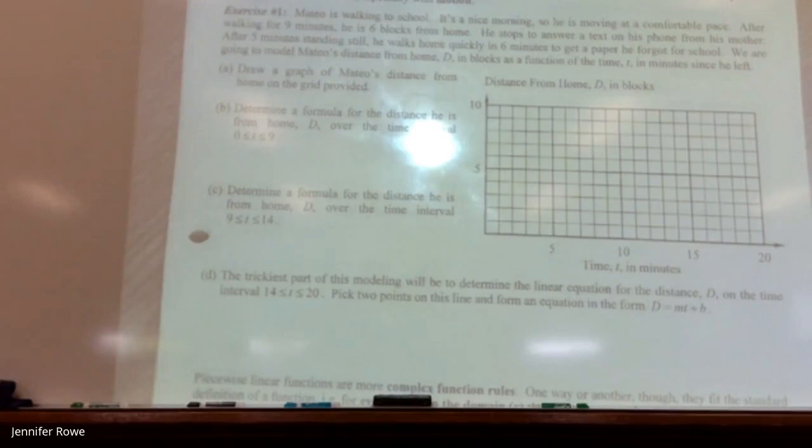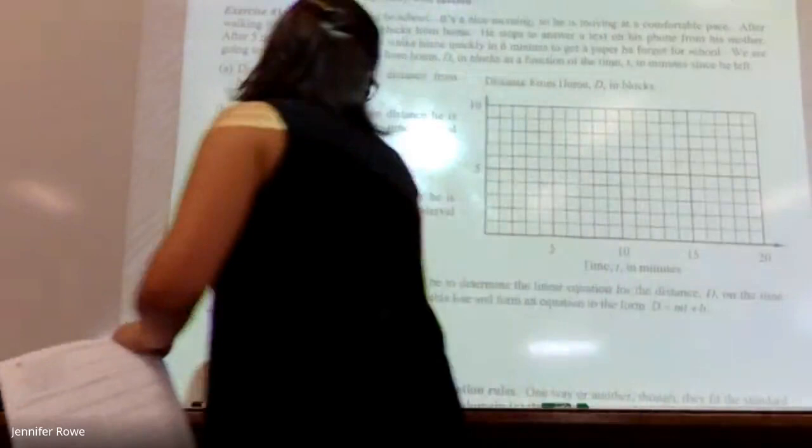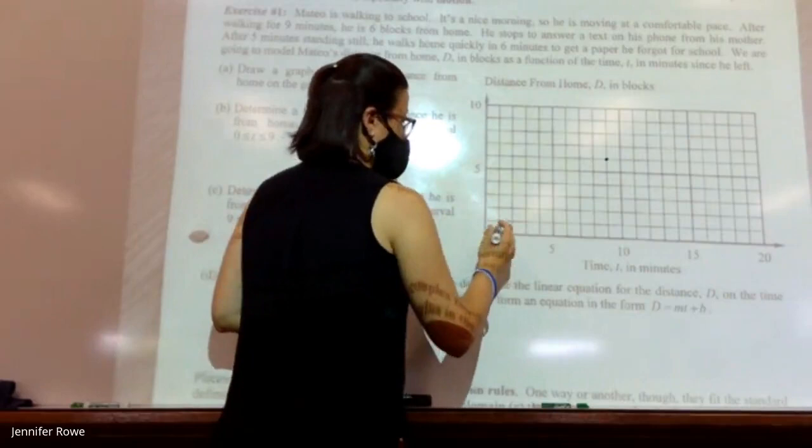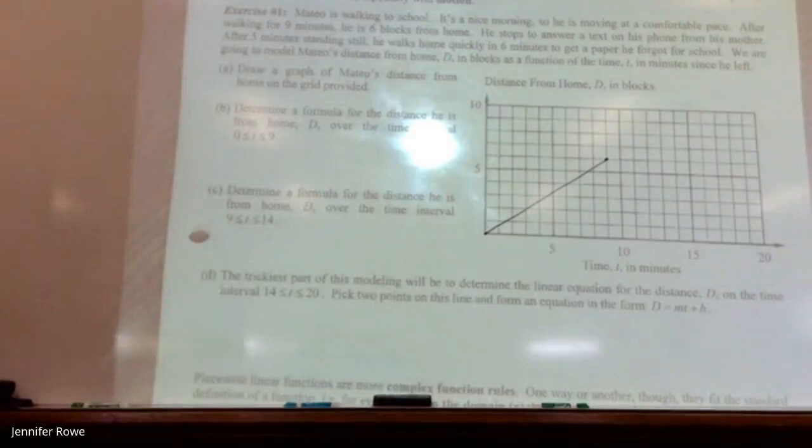What did he do for the first 6 minutes? He walked at a comfortable pace. How far? Nine minutes. Okay, here's 9 minutes. How far did he end up at the end of that 9 minutes? 6 blocks. Here's 6 blocks.